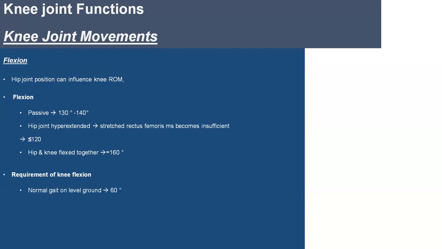The requirement of knee flexion for normal gait is 60 degrees. On climbing stairs, 80 degrees. Sitting down and rising from a chair, greater than 90 degrees. Activities beyond simple mobility tasks require greater than 115 degrees.